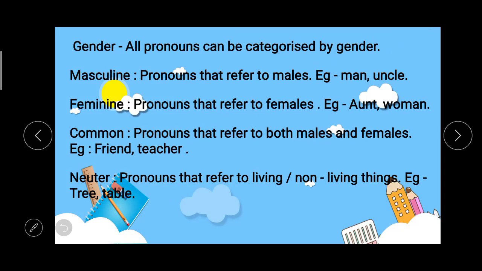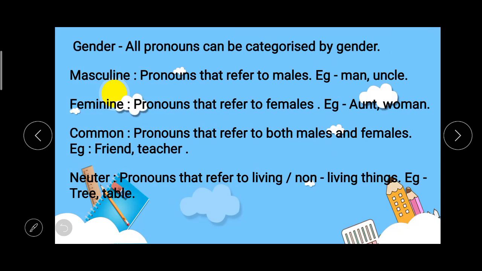Then comes the common pronoun. Common pronoun means, students, that it refers to both males and females. You can't find out whether they are male or female, for example friend, teacher. A teacher can be male also, female also. That's why they are common pronouns.